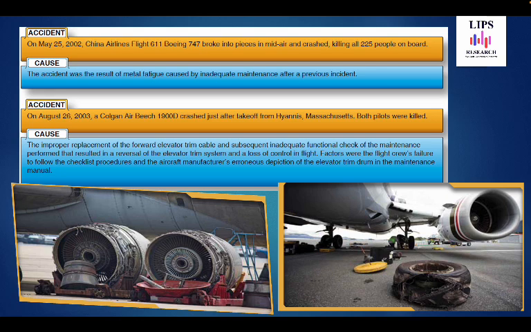Major accidents: China Airlines Flight 611 on May 25, 2002. The Boeing 747 broke into pieces in mid-air and crashed, killing 225 people on board. The accident was the result of metal fatigue caused by inadequate maintenance after a previous incident. On August 26, 2003, there was another crash. Both pilots were killed, and again the cause was human error, with the factors being the flight crew's failure to follow the checklist, procedures, and aircraft maintenance depiction of the elevator trim drum in the maintenance manual.